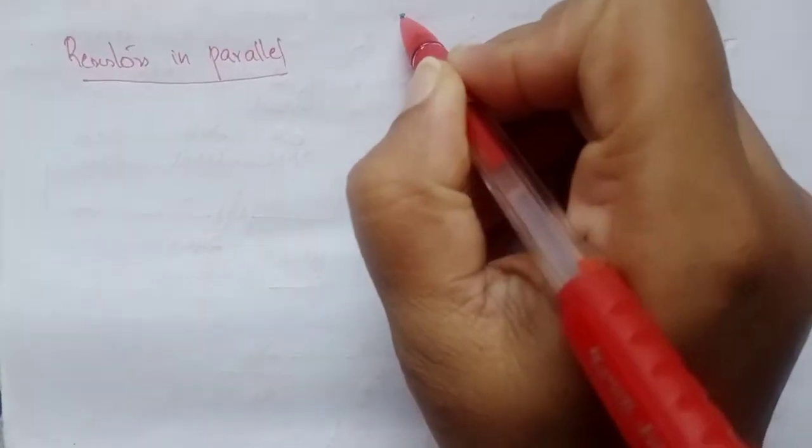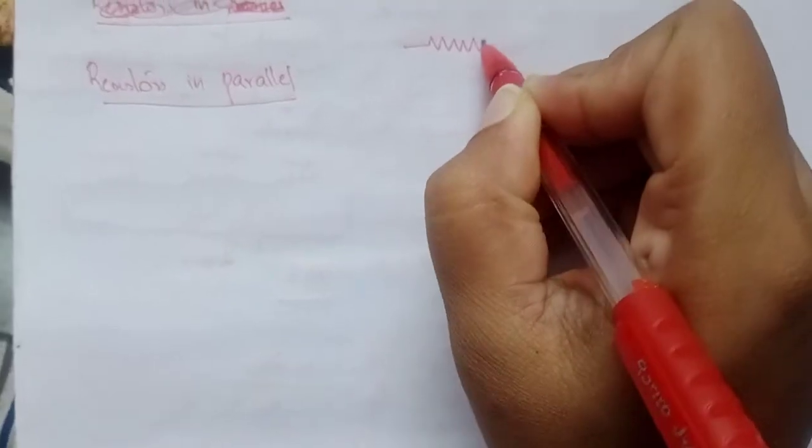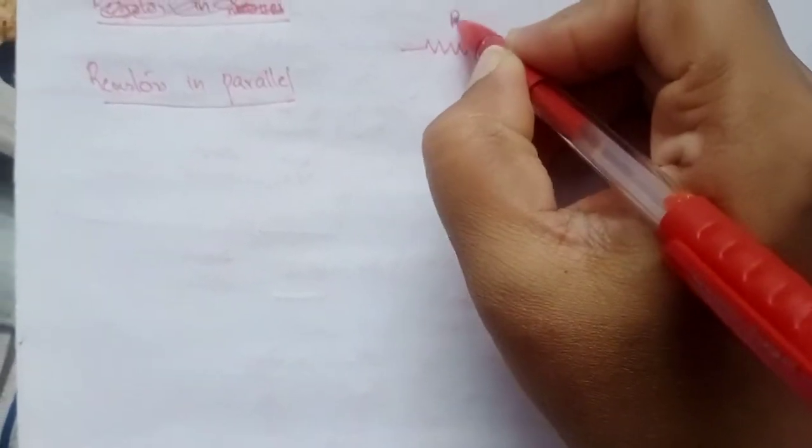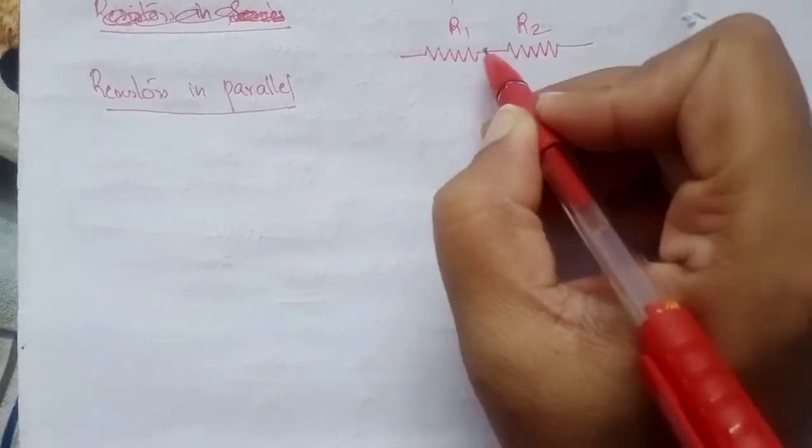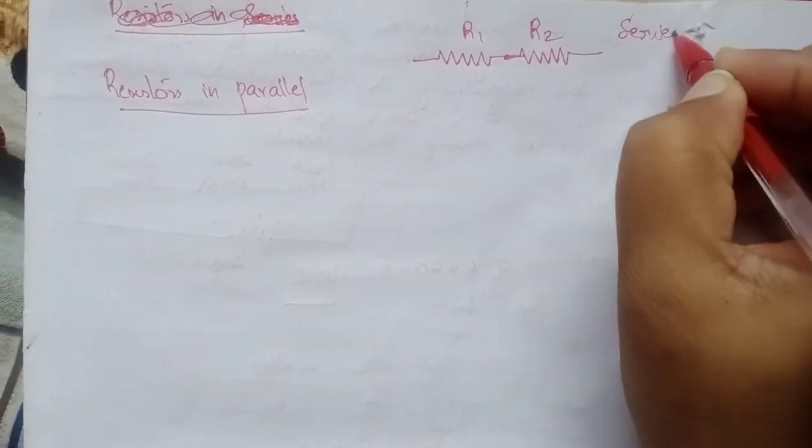So we already knew that when a resistor is connected one after another, if two resistors are connected in this way, one immediately after the other, then we call that a series connection. This is what we have studied.